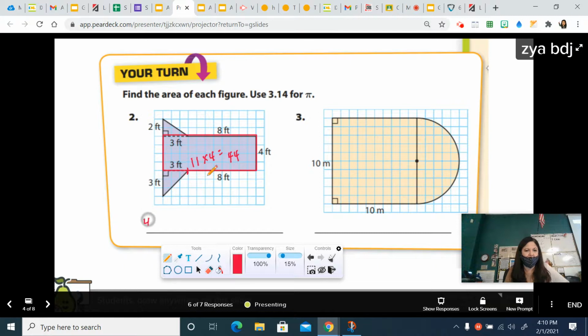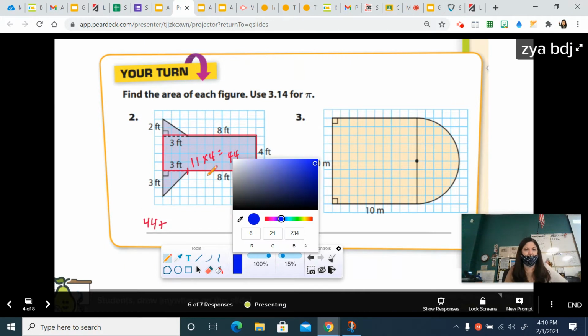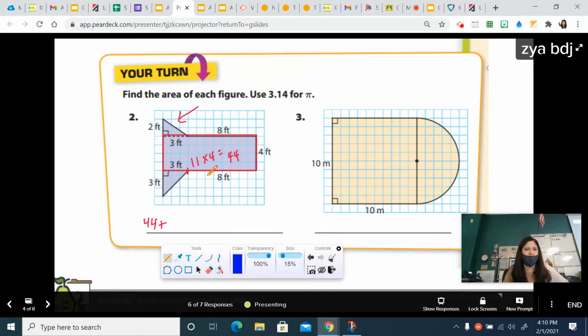I'm going to add that to, now I have 2 little triangles at the corner. These 2 triangles. So for one of them, there's my base, there's my height. So I'm going to do base times height divided by 2. Your 2's cancel out, so it leaves you 3. Or you could do 6 divided by 2, which is 3. So this little triangle right here is 3. So I'm going to add 3 to my 44.